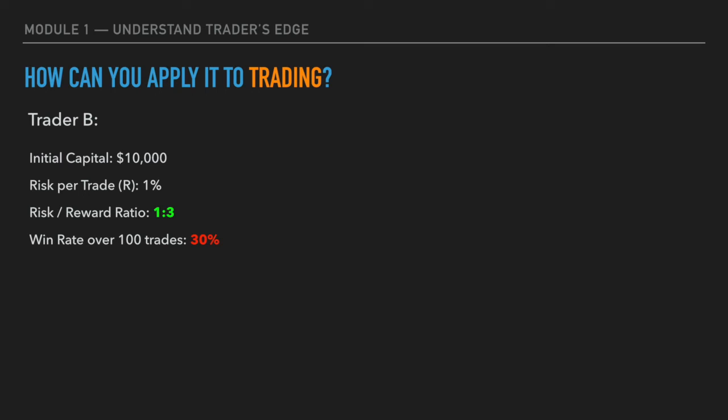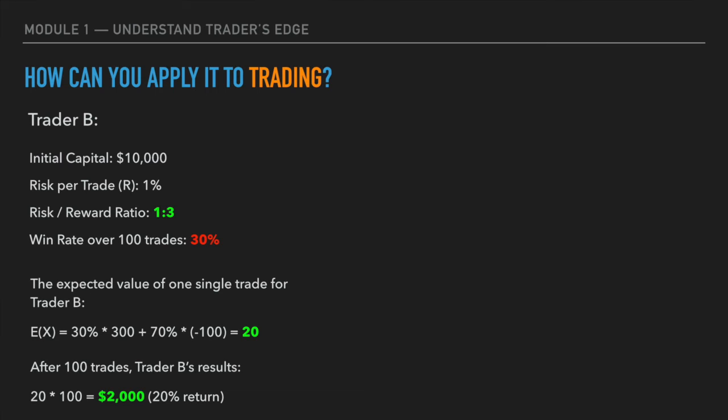You probably think after 100 trades, Trader B will definitely lose money because his win rate is pretty bad compared with Trader A. Well, let's look at the result. The expected value of one single trade for Trader B is actually $20 in profit, not loss. And after 100 trades, Trader B actually ends up with $2,000 in total profits. That's a 20% return, with only a 30% win rate.